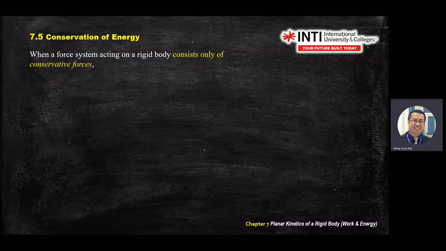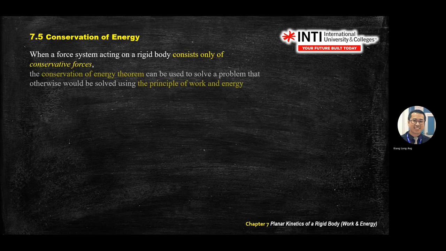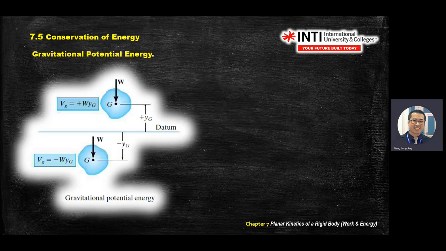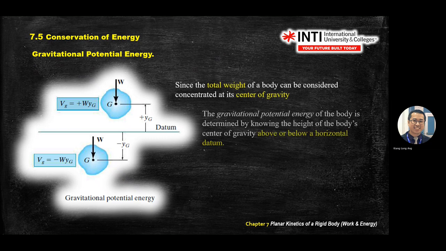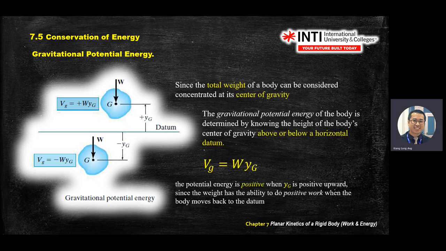The last section of chapter 7 is conservation of energy. When you see the word conservation, it means all the energy before equals after. So you conserve the energy. You will still go back to your understanding of the datum. For potential energy, the one above the datum is positive, the one below the datum is negative. This needs to be careful, potential energy, especially when the object bounces up or bounces down. Okay, potential energy is mgh, which is Wh or Wy. So your datum, again, object above datum positive, below datum negative.